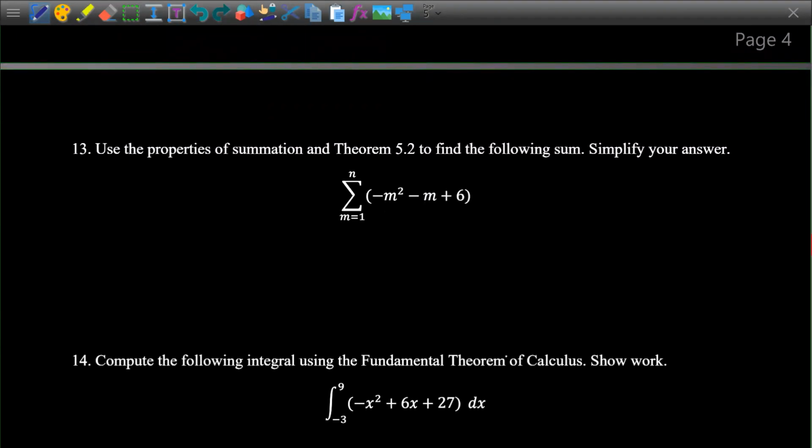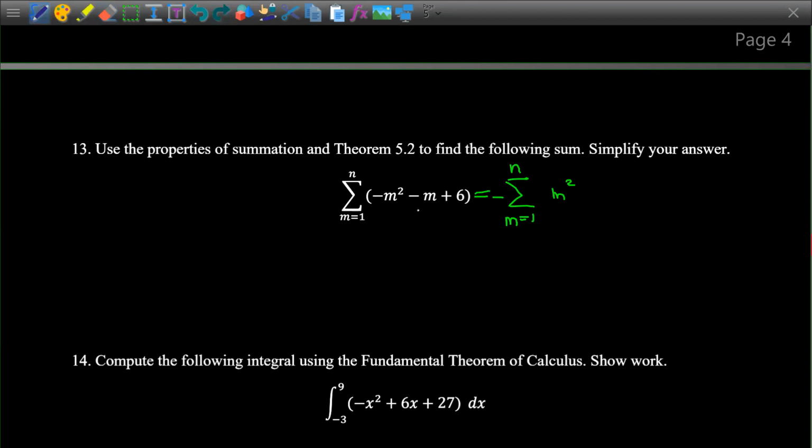So we have a summation of 3 terms. One of our properties of summation is that we can split this up into 3 summations. And the first one, we have the summation, our index m goes from 1 to n of the minus m squared. But another property is that if we have a coefficient inside the summation, we can take it outside the summation. So I'm going to move this minus to the outside.